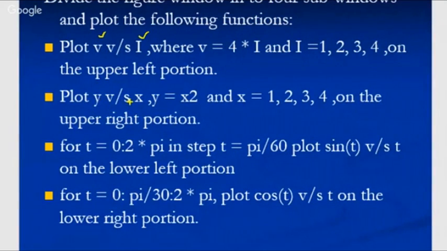Then plot Y versus X, where Y is X squared. Then you have a plot where T is equal to 0 to 2 pi in steps of pi by 60, and plot sine T is given. And next is T equal to 0 to 2 into pi in steps of pi by 30. So now again we have to plot. So these 4 plots are there. These 4 plots we have to do in 4 separate graphs.